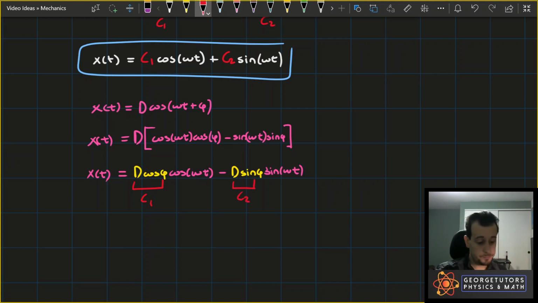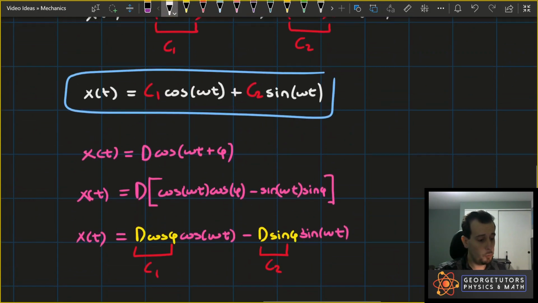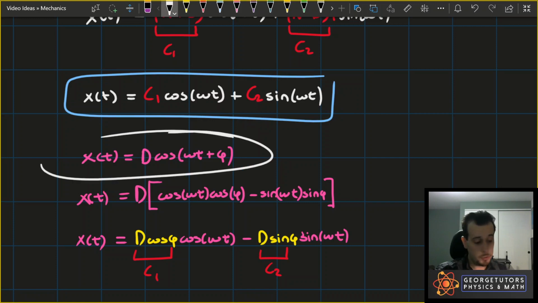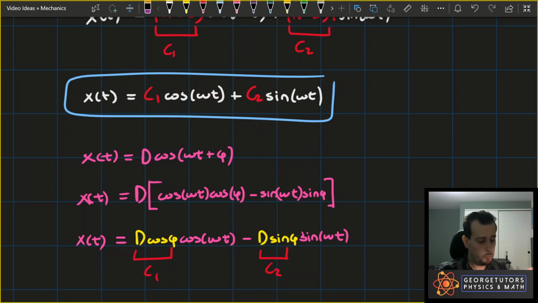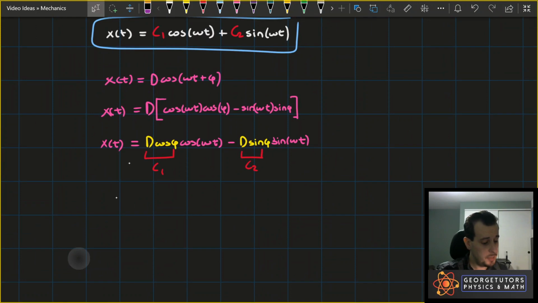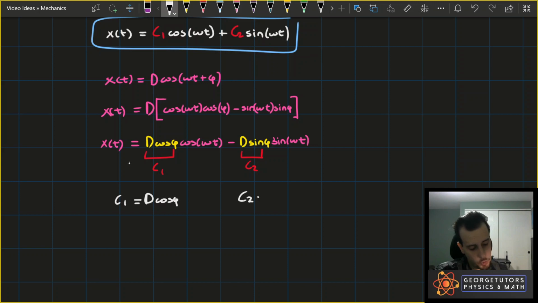So what does this mean? It means that if we want to write this form of x of t in this form over here, we can establish connections right now for what the constants are going to be. So basically we are going to say C1 is going to be d cos phi, and then C2 is going to be d sine phi. And where do I go from here?